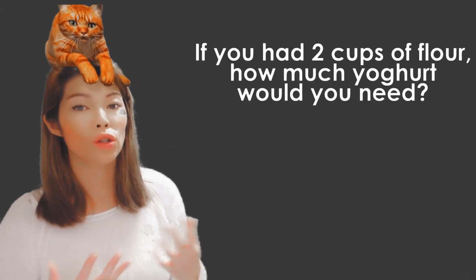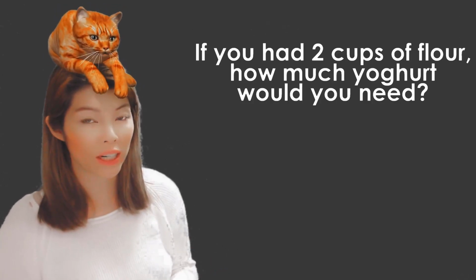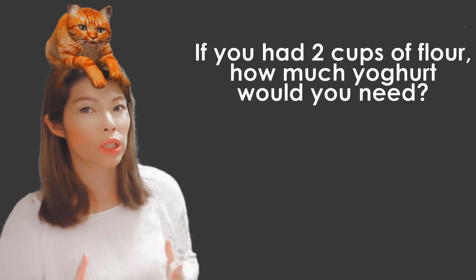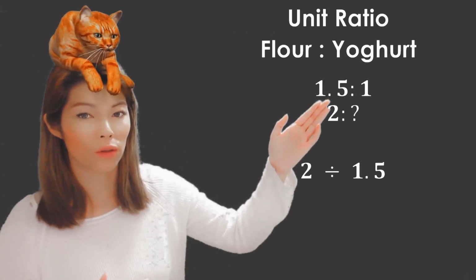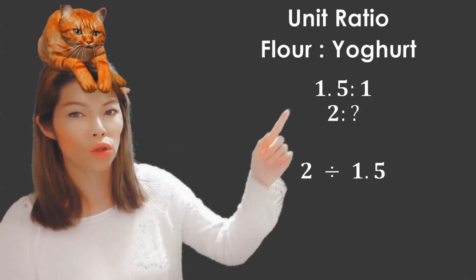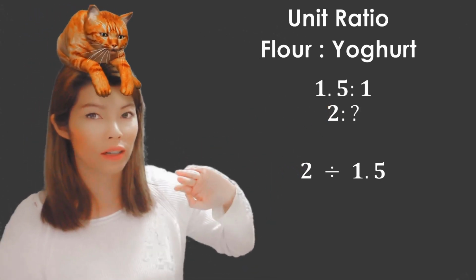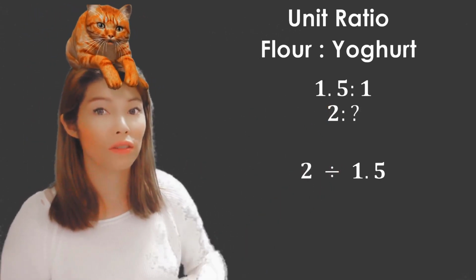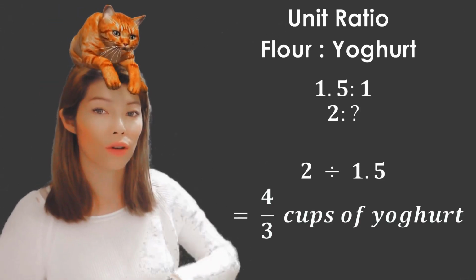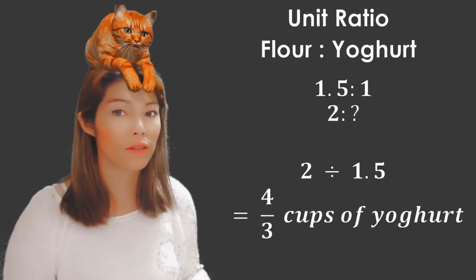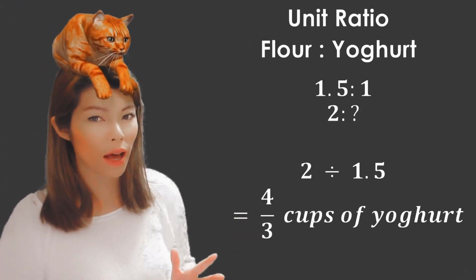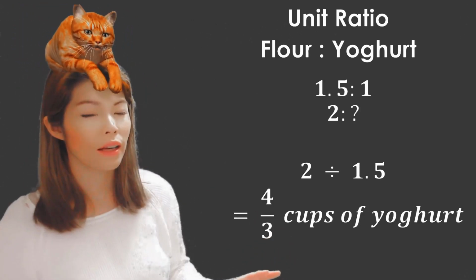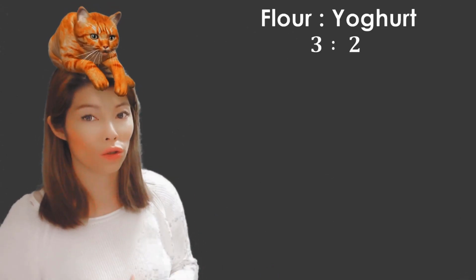How about when we had 2 cups of flour, how much yogurt would we need? This was a little bit more annoying to figure out because this time the ratio is still 1.5 to 1 and we had 2 on the left side and we had to work out something on the right side and we had to divide. To figure out the yogurt which was on the right, you had to divide. To figure out flour which was on the left, you had to multiply. But could you multiply to figure out something on the right? Yes, you can if you didn't use the unit ratio.